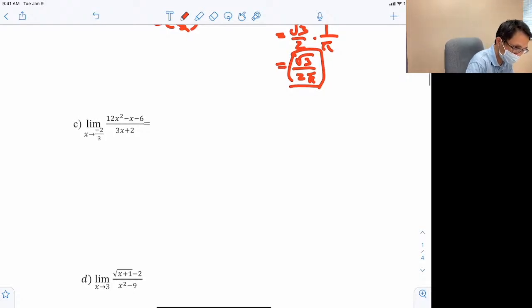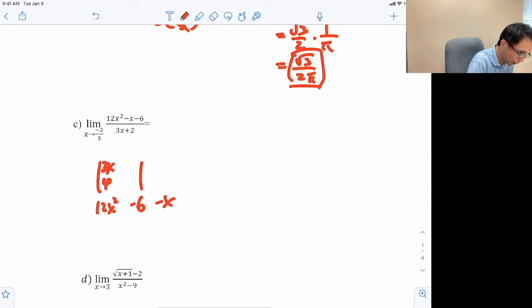So what I'm going to do is I'm going to factor this, so it'll be a box method. A lot of people don't choose to use a box method, but it's a really good method. So 3x and 4x, and then I'm going to do 2 and 3. But that's not going to work out, so I'm going to flip this to 3 and 2.